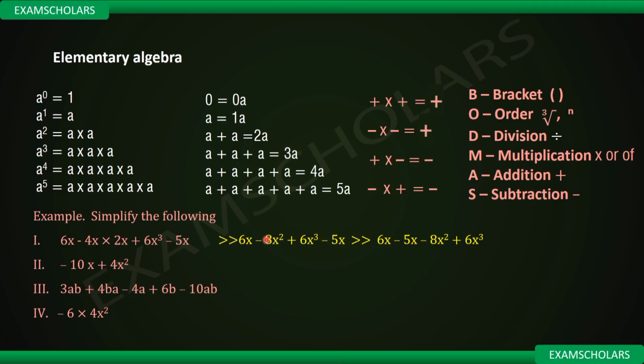Then you have your minus 8x squared plus 6x cubed. So what is 6x minus 5x? You have your x. So we are going to have something that looks like this. We have our x minus 8x squared plus 6x cubed. Now you can factorize your answer. When you factorize your answer, you have your x outside. x divided by x, you have 1. Minus 8x squared divided by x, you are left with minus 8x. Now plus 6x cubed divided by x, you are left with plus 6x squared.